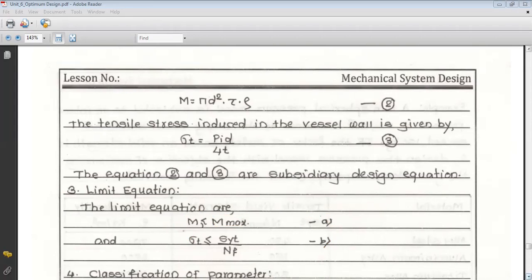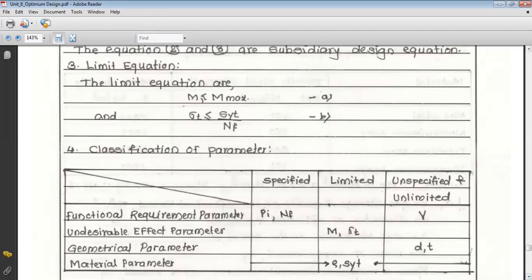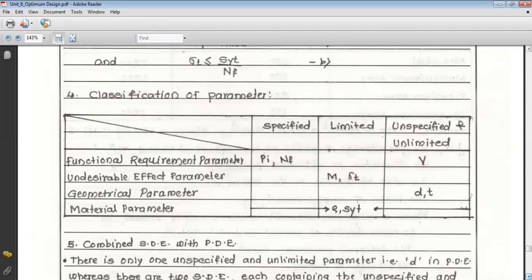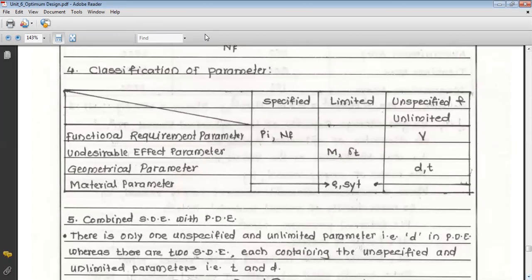Now the next step in the problem is classification of parameters. That is functional requirement, undesirable effect, geometrical parameters, and material parameter. Now rho and SYT are the two material parameters which are given in the material table. Then internal pressure and factor of safety are functional requirement parameters. That is, pressure is a functional requirement parameter and factor of safety is also a functional requirement, but both are specified.